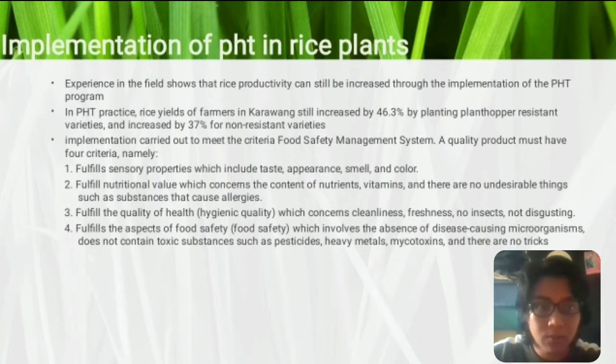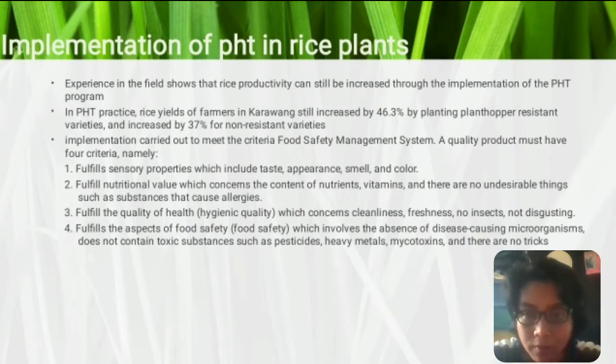Experience in the field shows the rice productivity can still be increased through the implementation of the IPM program. In IPM practice, rice yield of the farmer in Karawang still increased by 49.3% by planting the planthopper resistant varieties and increased by 37% for non-resistant varieties. Implementation is carried out to meet the food safety management system criteria.